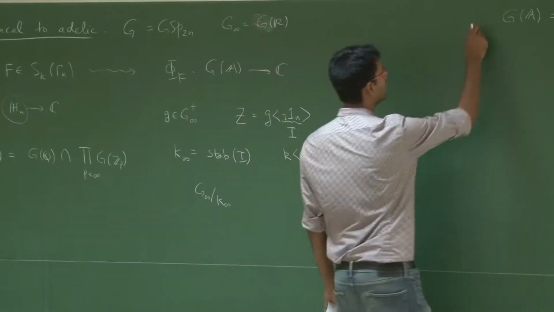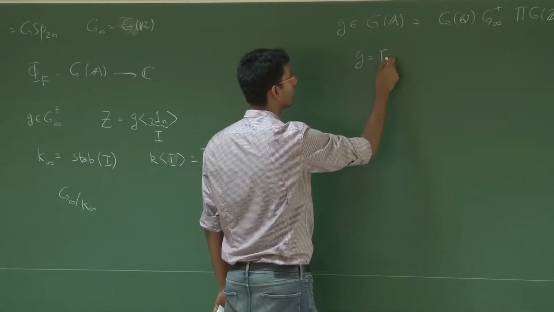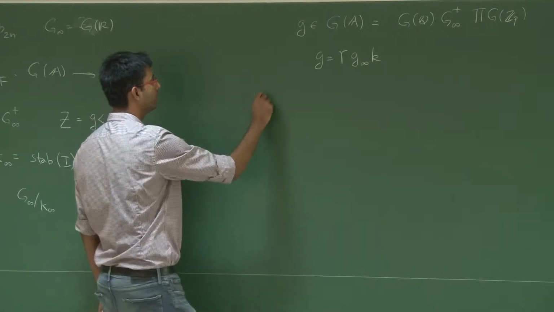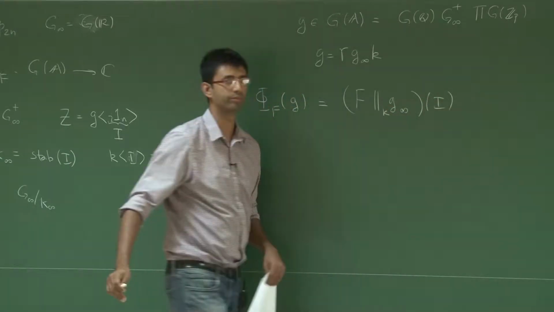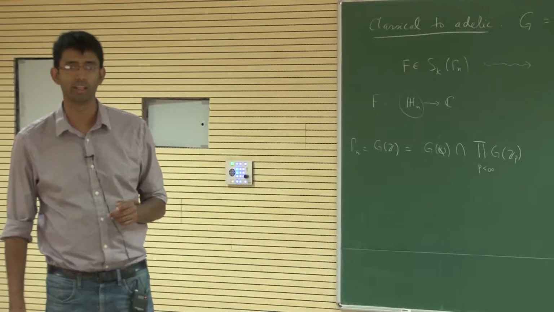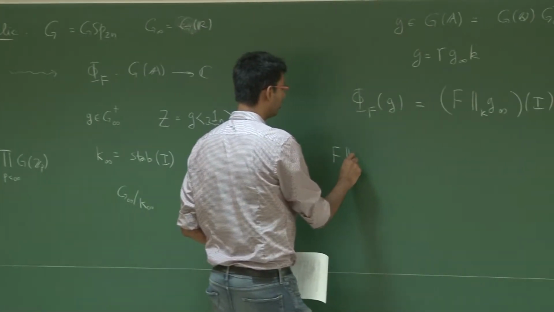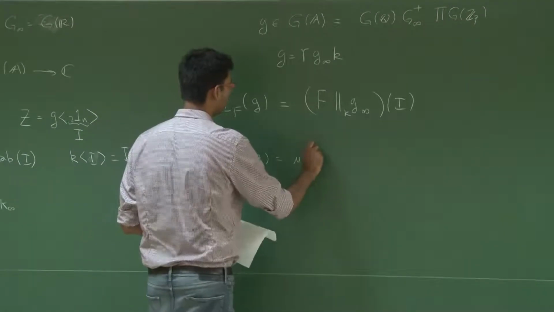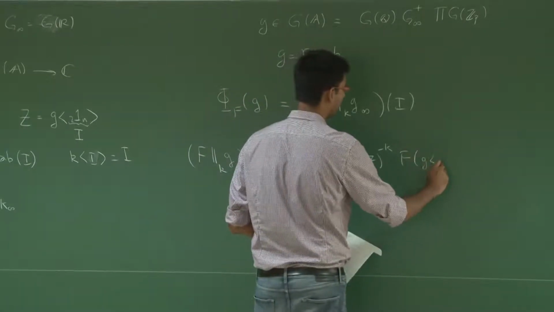right. Given any such element G in here, write this as G equals gamma G infinity K, and define phi f of G to be equal to f acting on i. So, you notice when I wrote with this slash operator, I drew two slashes. Earlier I had only one slash. So, this is related to the previous one by just a factor of the similitude. So, this is mu of G to the nk over 2 j(g, z) to the minus k f of g z.